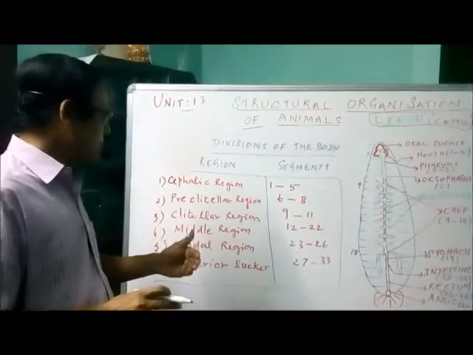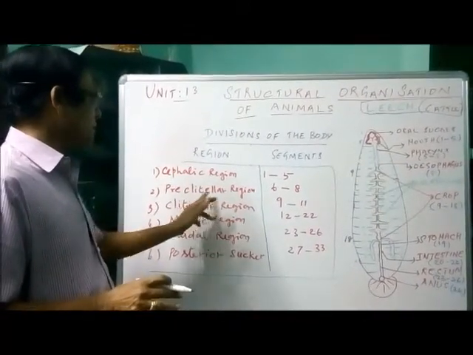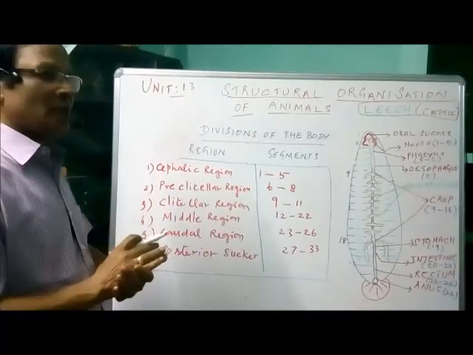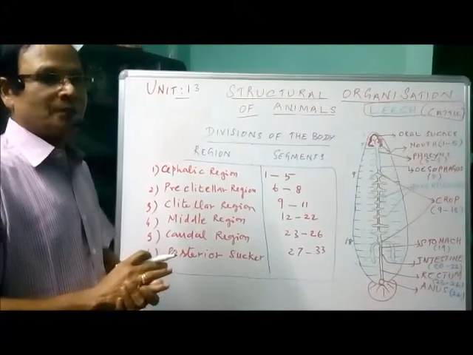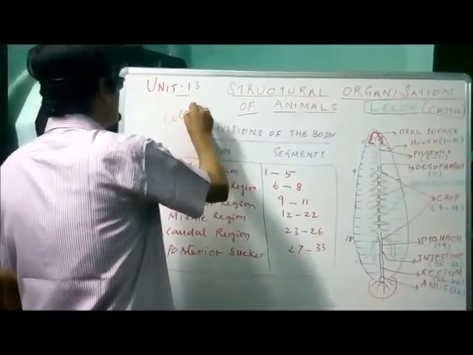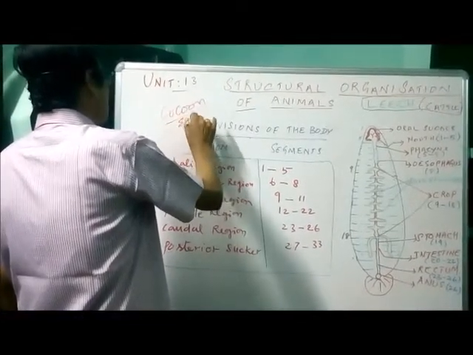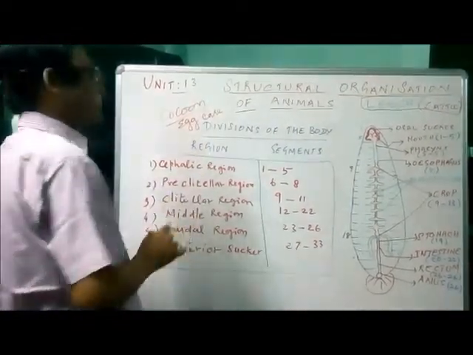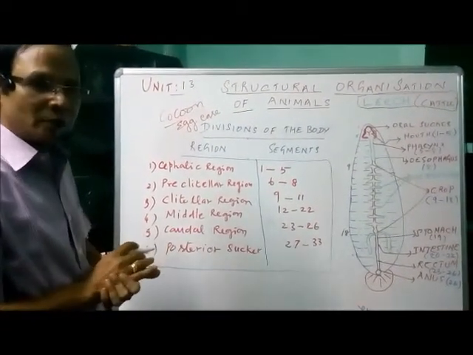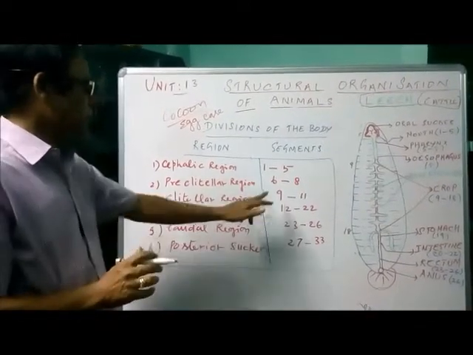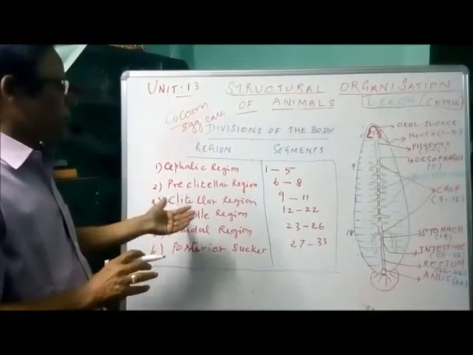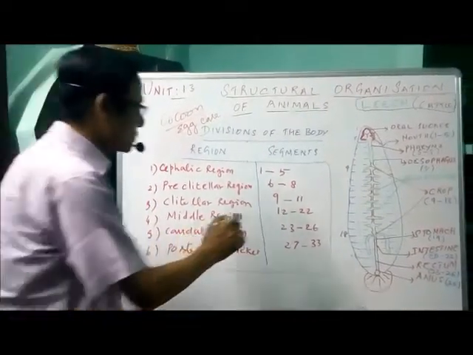The region present before the clitellar region is called the pre-clitellar region, the segments 6 to 8. Now, what is the function of the clitellum, the one which is formed during breeding season? It is responsible for the formation of the cocoon. It is nothing but an egg case, inside which the development takes place. So the cocoon is formed only by the clitellum, which is formed temporarily at the time of breeding between segments 9 to 11. Now after the clitellar region, we have the middle region starting from 12 to 22 segments.